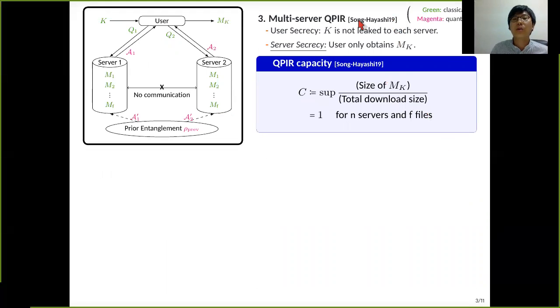And last year, in our previous work, we extended this result to the quantum PIR case, QPIR. In this figure, the green ones are classical information and magenta is quantum information. We consider the case that each server contains the classical information, the query is classical and the download is quantum. However, we also assume that the servers share some prior entanglement before the protocol starts. Furthermore, we also considered another secrecy called server secrecy, which means that the user only obtains MK. We considered both of these secrecies, and with them, we derived that the capacity is equal to 1. This value doesn't depend on the number of servers N and the number of files F.